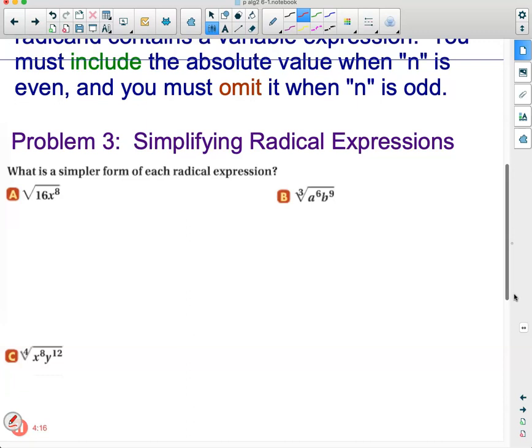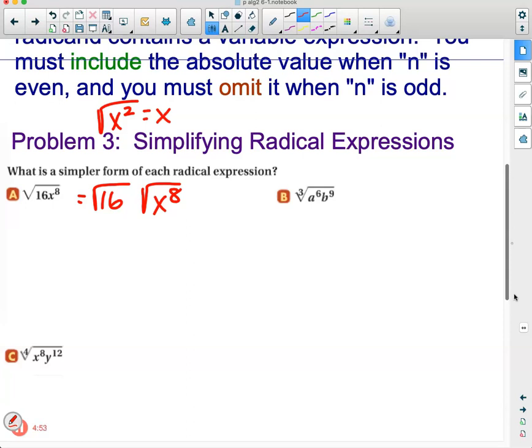This says we're going to be simplifying radical expressions. What is a simpler form of each radical expression? Now, we have the square root of 16 and the square root of x to the 8th. We think of numbers differently than we think of variables when we're taking roots. So what we will want to do is split this into the square root of 16 and the square root of x to the 8th. If we have an x squared, to undo that, we would take the square root, and that would give us x.